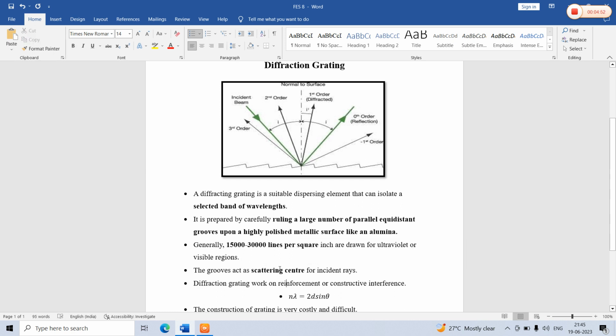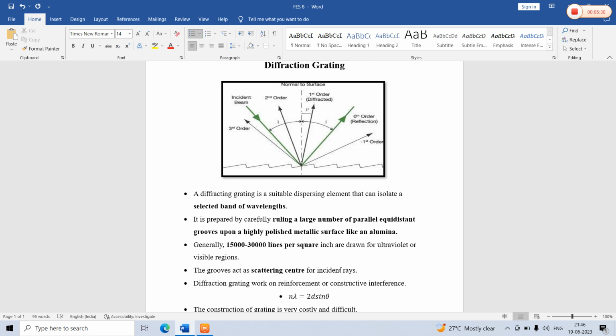So these lines act as a scattering center for incident rays or radiations. The radiation that comes from the entry slit, or you can say the first slit that is placed after the sample, strikes the surface of the diffraction grating, and the grooves act as a scattering center for the incident radiation.